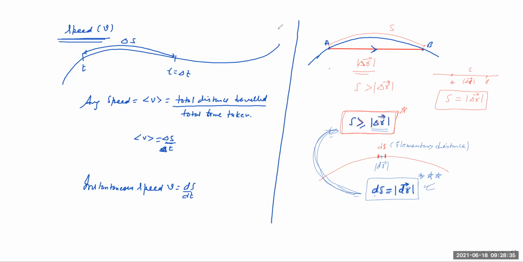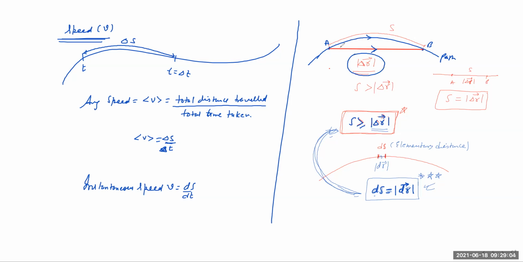Okay. So the right side part is simple. Let's say someone is moving on a curved path. As you can see, you go from A to B via this blue path. When you go from A to B via this path, how much do you travel? You travel S. But imagine if you had gone directly from A to B via some alternative path, you would have traveled only this much.